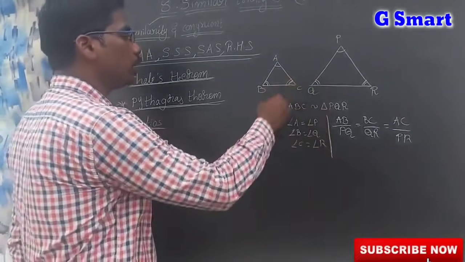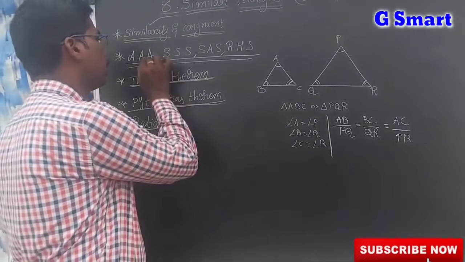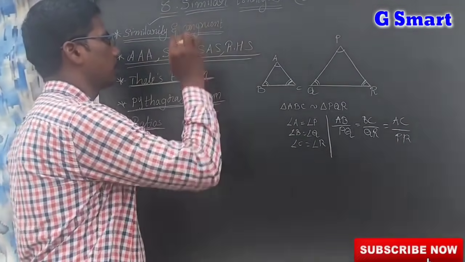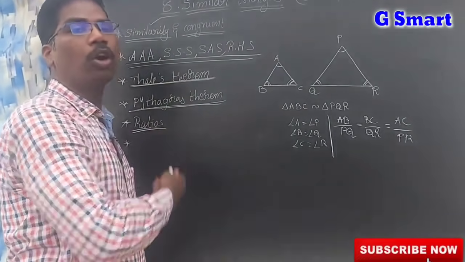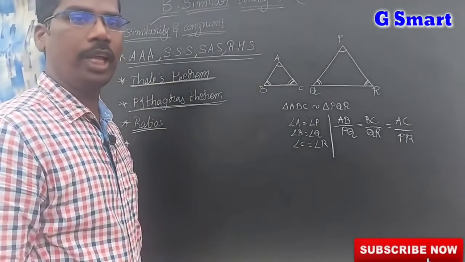Now, using these 2 triangles only, I will explain AAA, SSS, SAS, RHS, and after that congruence, the Basic Proportionality theorem, the Pythagoras theorem, ratios, and some more important concepts. Those I am also going to explain.